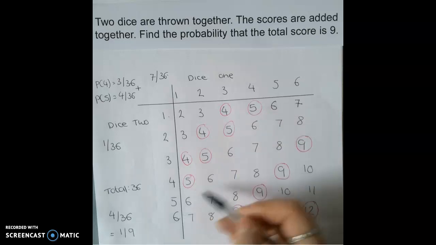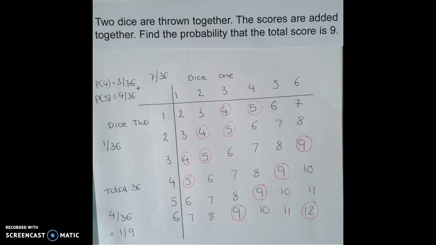So you can see it's really easy to see how we would score, what values we would get by writing them out in the table.